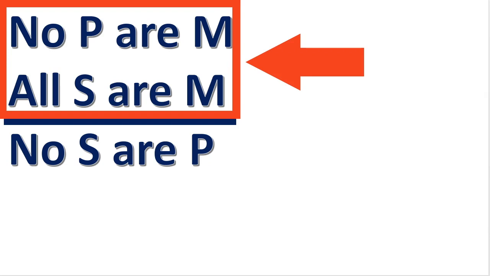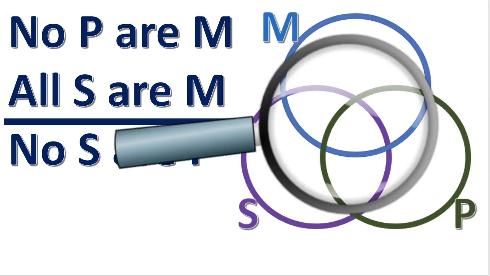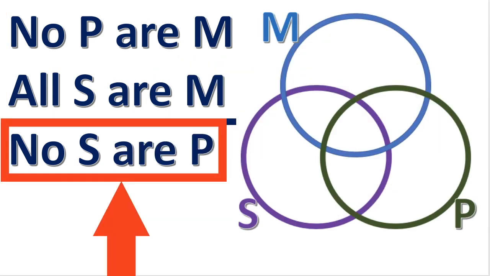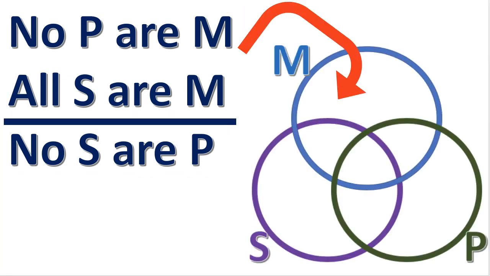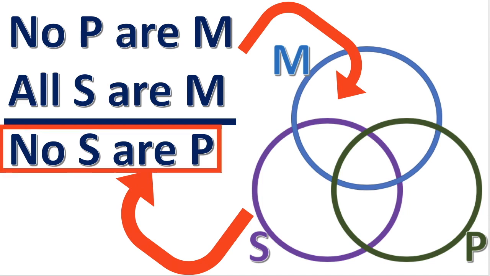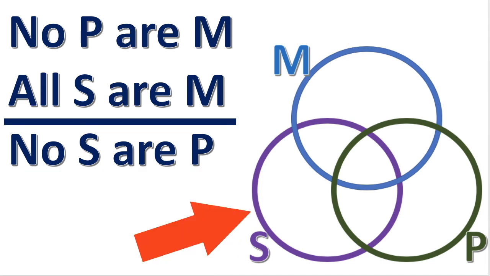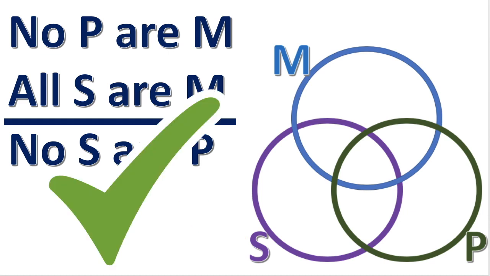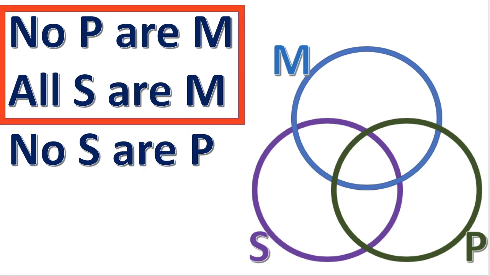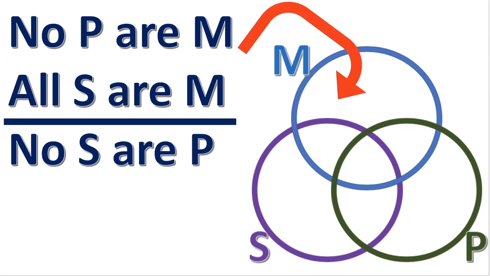Let's check this syllogism for validity, and the first thing you do is enter the information from the premises into the diagram. Then you check the diagram to see if it supports the conclusion. We go from premises to diagram, then diagram to conclusion. If the diagram does support the conclusion, then the syllogism is valid.